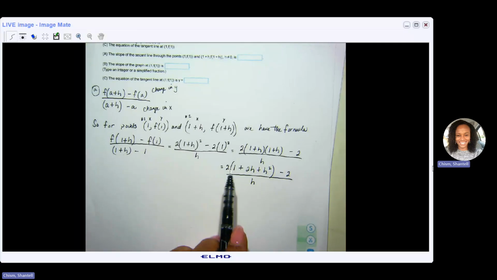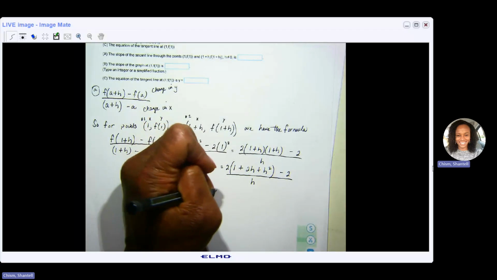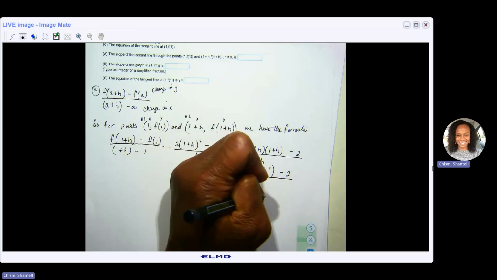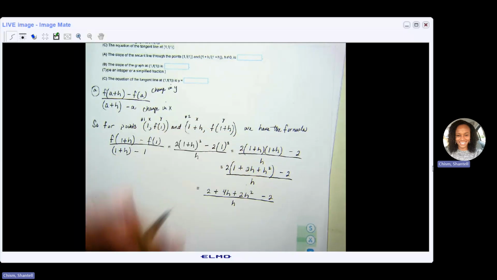All right, now I'm going to distribute this 2, and that gives me 2 plus 4h plus 2h squared. And then now I'm going to bring down that minus 2, and then I have over h. Okay?